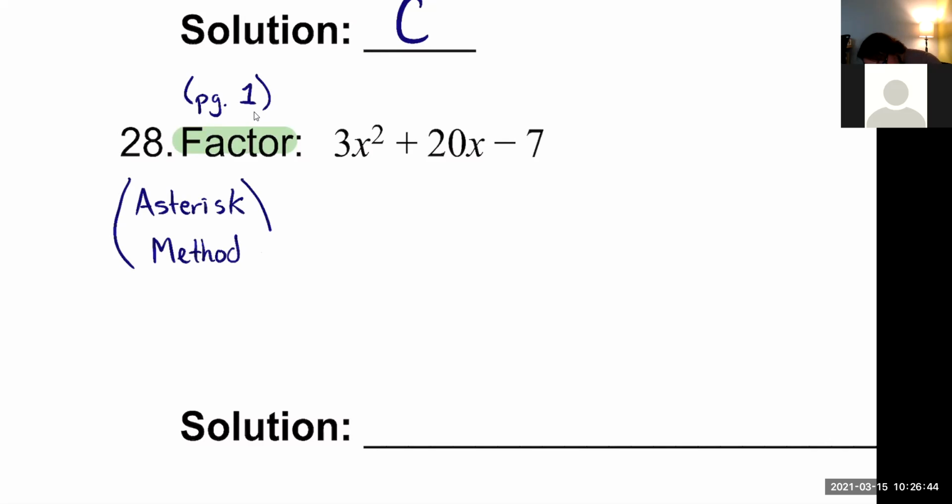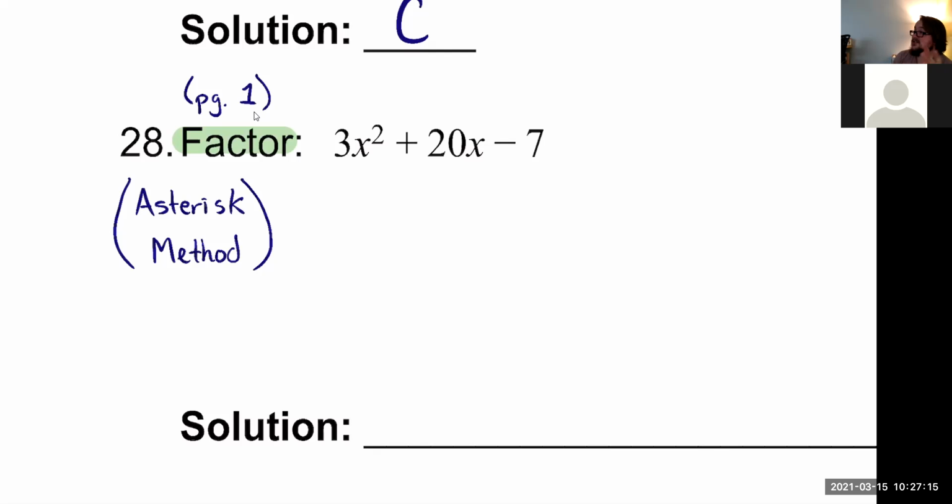But before I worry about the asterisk method, what should I always check for first? Greatest common factor. Do you think you spot any? No. What's your tell? I'm curious what you saw that made you confident that there's not a greatest common factor. Because 3 is only 3 times 1. 3 can't go into 7 easily. Right, because 7 only has factors of 1 and 7. Do you know what we call 3 and 7? Prime numbers.